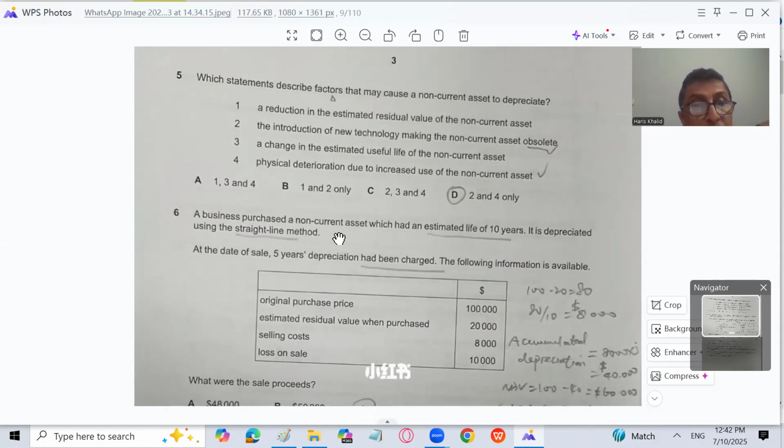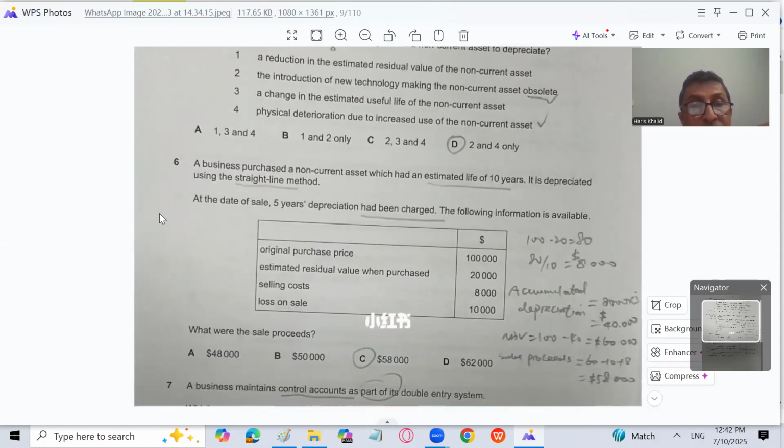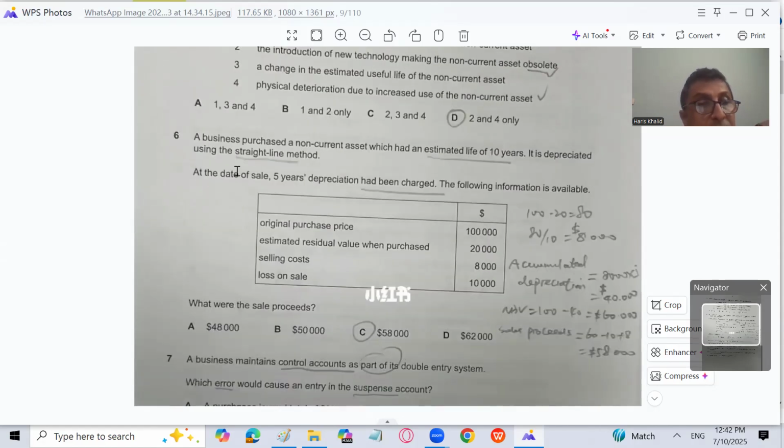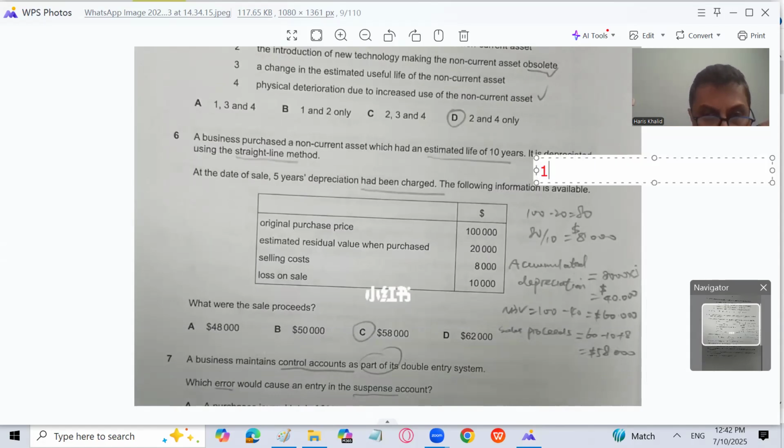A business purchased a non-current asset which had an estimated life of 10 years. It is depreciated using the straight line method. At the end of the sale, 5 years' depreciation had been charged. The following information is available. So the estimated life is 10 years, but the cost of the asset is 1 lakh minus the estimated residual value given as 20,000, divided by 10, because the life is 10. So the depreciation is going to be 8,000.